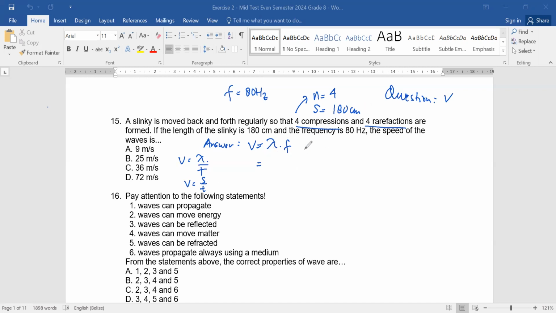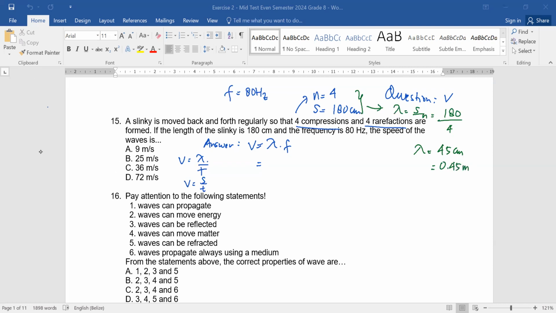So the first thing that we need to do is actually find out what is the lambda, right? We can count lambda by using the information here. So we know that lambda is actually S over n. So we count it as 180 over 4. So we got the lambda is 45 centimeters. Because all the options are in meters, you must change this 45 centimeters into meters. So we're going to have 0.45 meter.